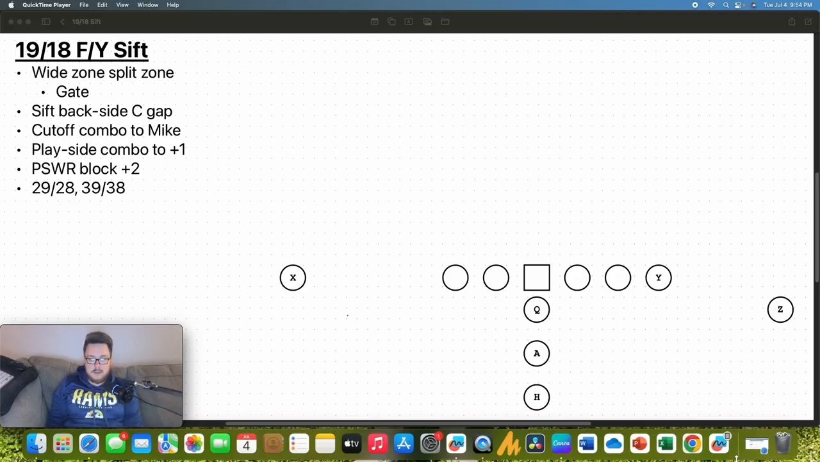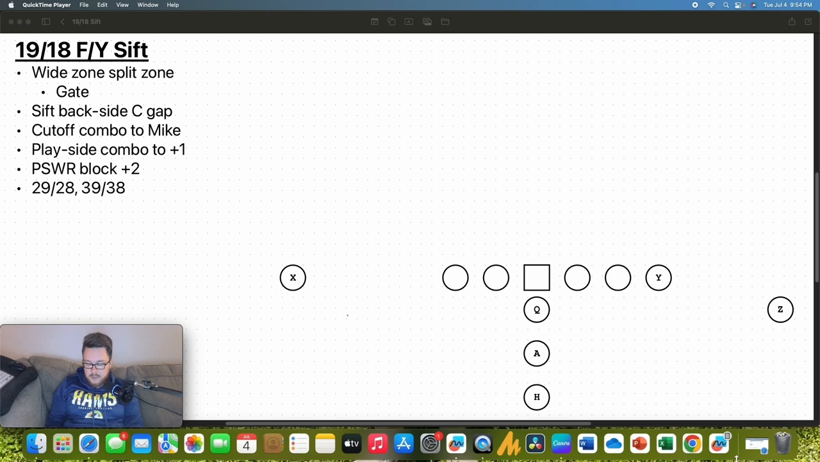Now we've got two different ways that we're going to do this. The first one is with our SIFT call, and that's primarily the one we're going to be talking about. SIFT is just what we would call our split zone. We can run it with our F or our Y, so we do have F, Y, SIFT, depending on your formation, depending on the defense and what you're trying to do. What that means is that the fullback or the Y, whichever one you tag, is going to be responsible for the backside C gap by coming across the formation.